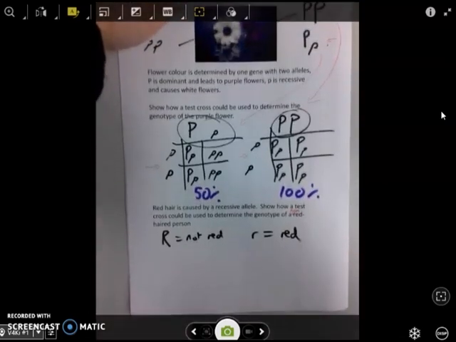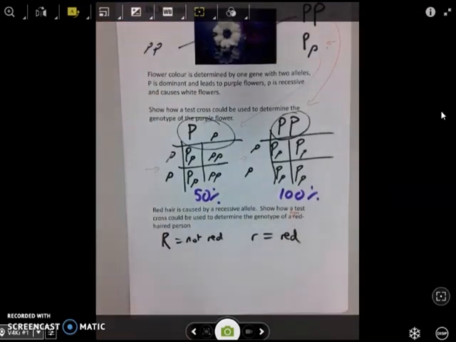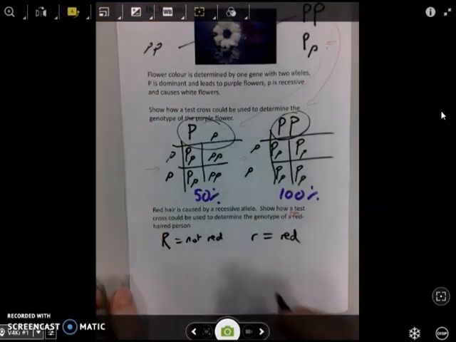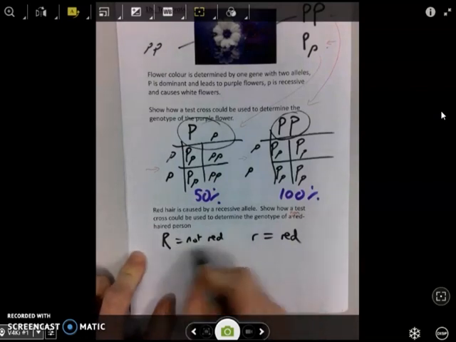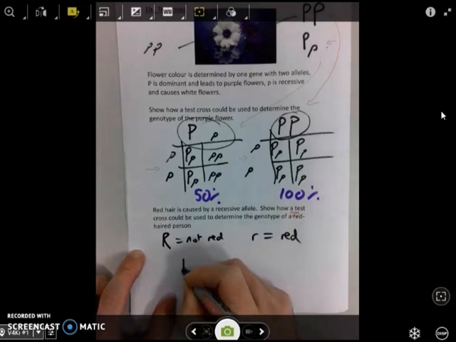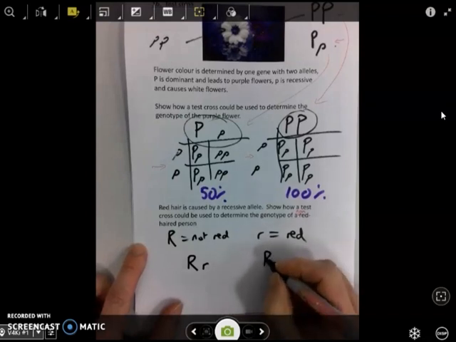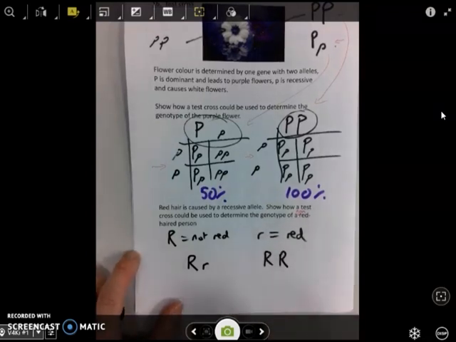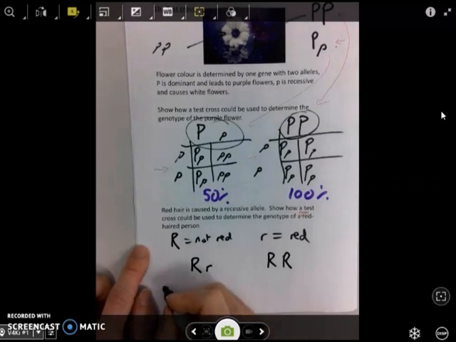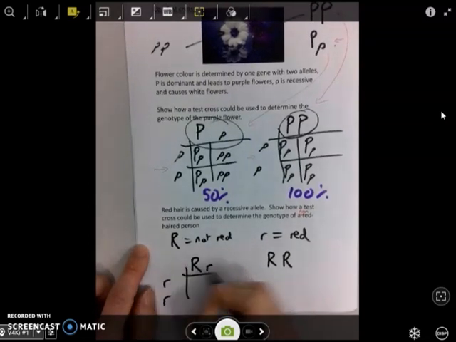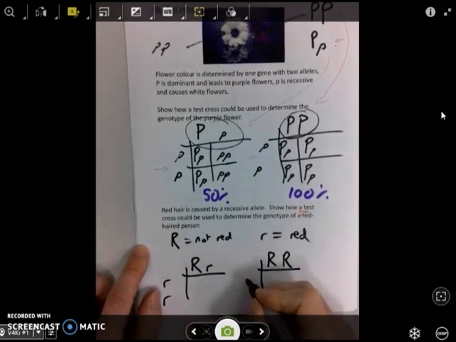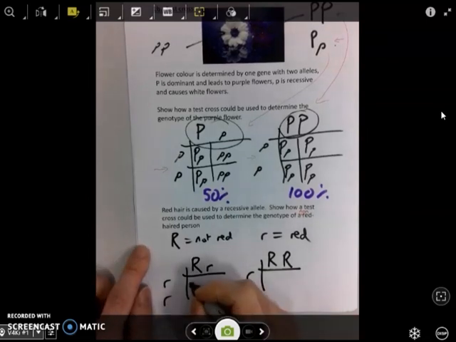Okay, let's have a little look at the worked example of this one and check that we're all in agreement. So we have a non-red-haired person. Now, given that this is the dominant one and that's the recessive allele, we know that they are going to need at least one of those alleles there, but they could be heterozygote or they could be homozygote. We want to find out what their genotype is, so we are going to have to breed them with a red-haired person. So here are the Punnett squares for that.